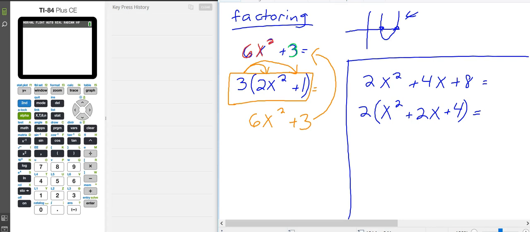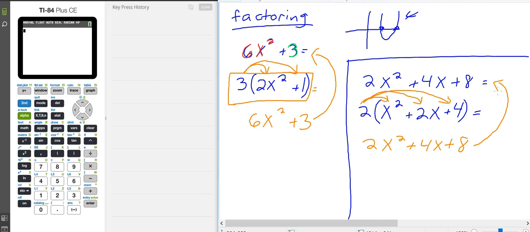Let's distribute back and check. Distribute the 2 over the x squared, distribute the 2 over the 2x, and distribute the 2 over the 4. And we should get back to our original trinomial. 2 times x squared is 2x squared. 2 times 2x is 4x. 2 times 4 is 8. Since 2x squared plus 4x plus 8 is our original question, that answer is correct: 2 times (x squared plus 2x plus 4).